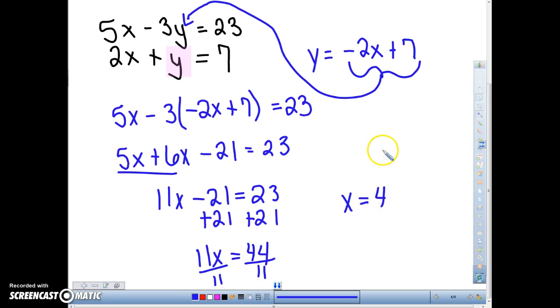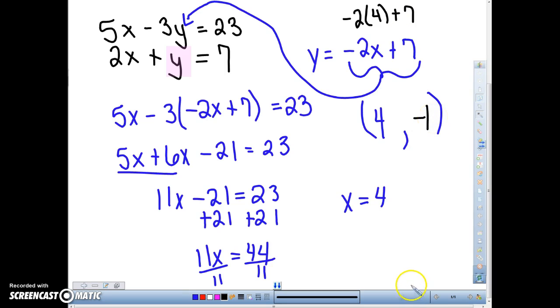Remember, we're wanting to know when these two linear lines cross, so we have a coordinate of x equals 4, so 4 is our x part. Now plug it in. We have negative 2, parenthesis 4, plus 7. So we have negative 8 plus 7, which is negative 1. So our answer to this problem would be 4, negative 1. These two are linear lines that have a solution of 4, negative 1.